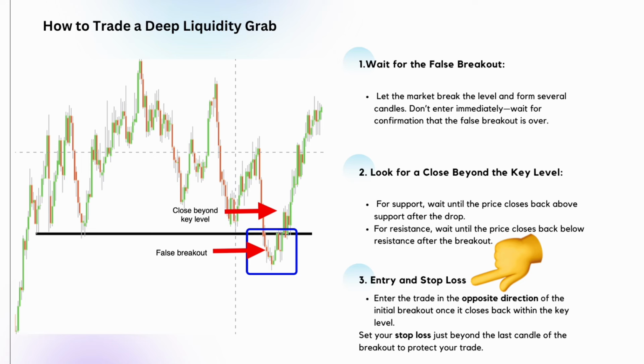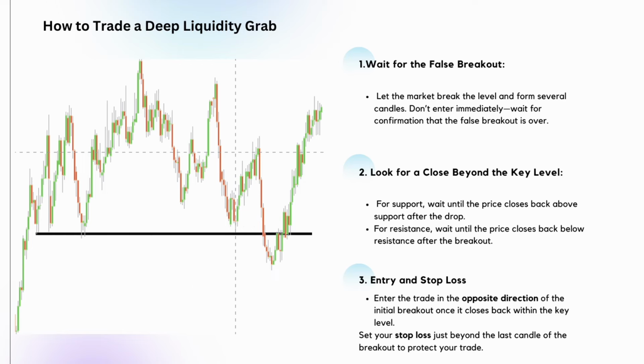For entry and stop loss placement, enter the trade in the opposite direction of the initial breakout once it closes back within the key level. Set your stop loss just beyond the last candle of the breakout to protect your trade. Now that you understand how to spot liquidity grabs, both soft and deep on support and resistance, you can apply the same concept to other zones where institutions create liquidity grabs.